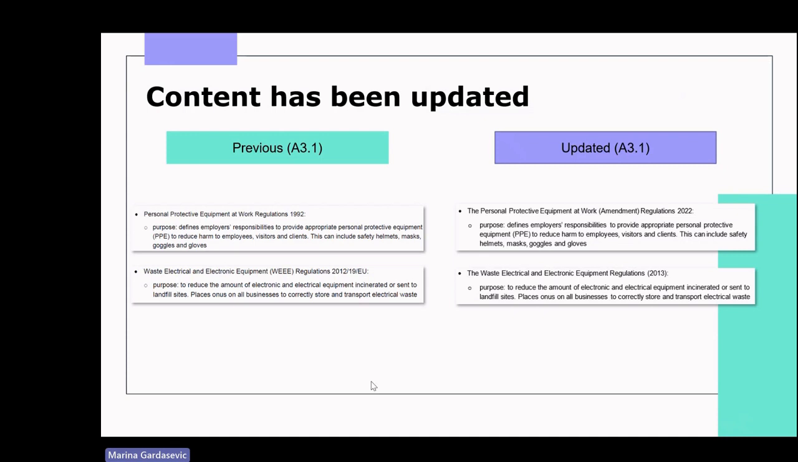Throughout the specification, legislation has been reviewed. This is to ensure it adheres to current practices. As seen here in A3.1, two pieces of legislation have been updated, including the Personal Protective Equipment at Work regulations and the Waste Electrical and Electronic Equipment regulations.